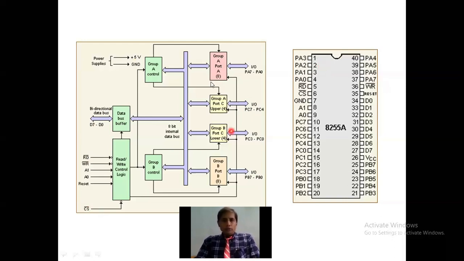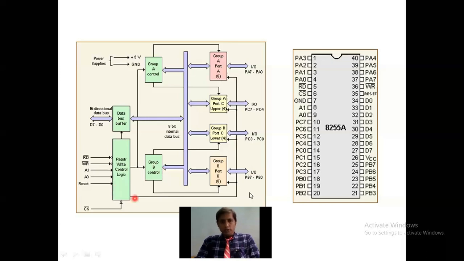Right. So coming to group A port A, it has 8 IO lines, and they are ready to perform either input or output operation. Similarly, port C upper and port C lower are also ready for performing IO operation. So all ports are ready to perform IO operation, and all these ports are controlled by the read-write control logic. So see here, all these blocks are controlled by the read-write control logic.